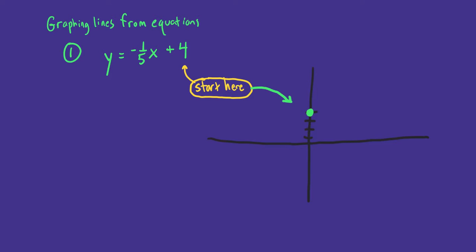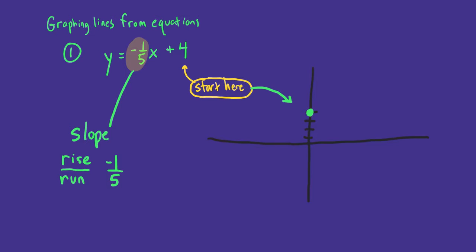And then we're going to use the slope. The slope is always whatever's in front of x. So here we've got negative 1/5, and that tells us the slope, which is always rise on top of run. So in this case, the rise is negative 1 and the run is 5.